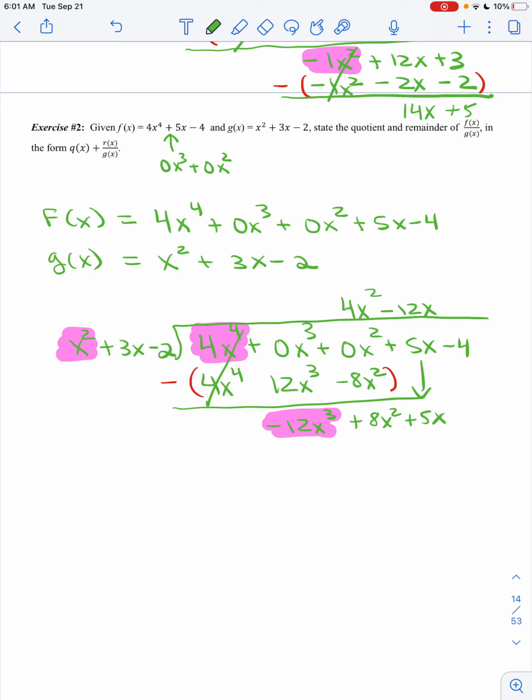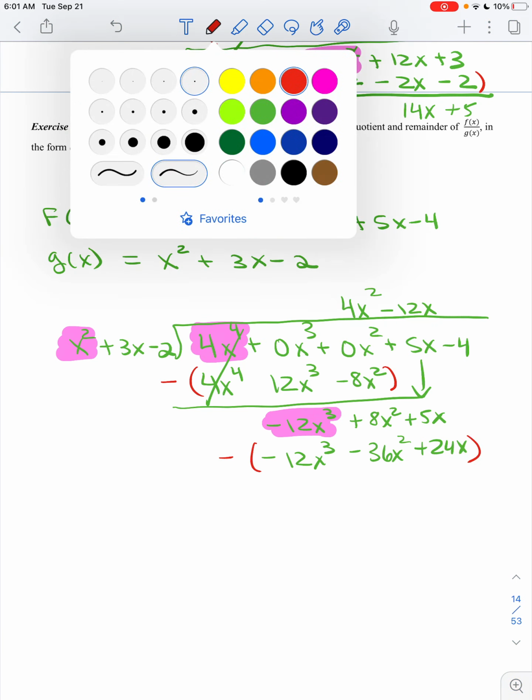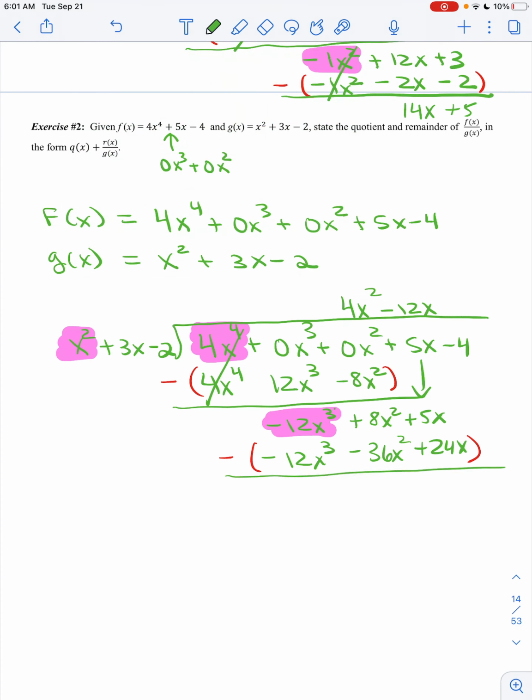Now I'm going to multiply back. So negative 12x multiplied by x squared is negative 12x to the third. Negative 12x multiplied by 3x is negative 36x squared. And negative 12x multiplied by negative 2 is 24x. And now I'm going to subtract. First term cancels out here, so I have 8x squared minus negative 36x squared. That's 44x squared. 5x minus 24x is minus 19x. I'm going to bring down that minus 4.